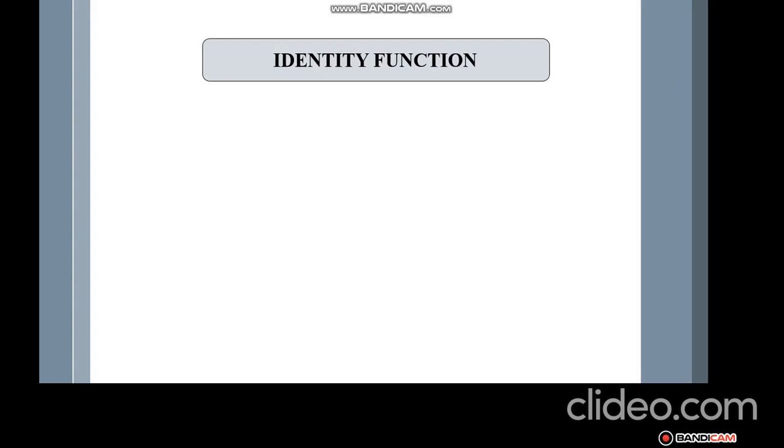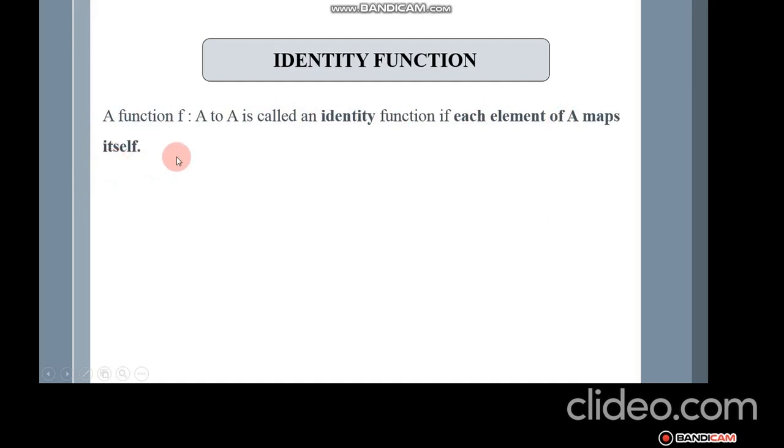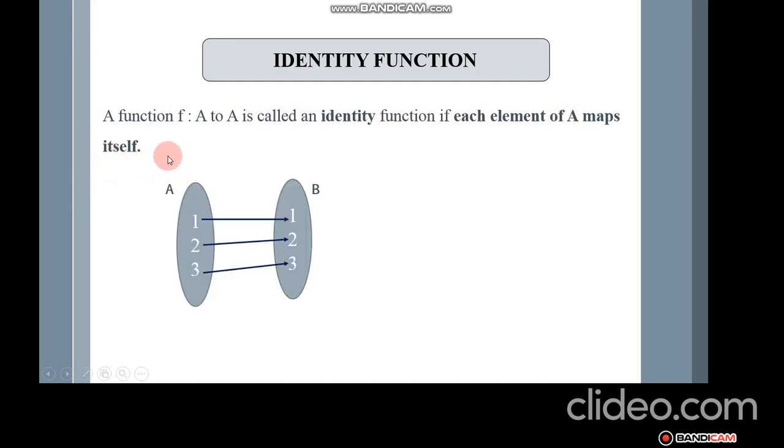Next one is the identity function. Identity means same. A function f from A to A is called an identity function if each element of A maps to itself. Identity means maps to itself. Here 1 maps to 1, 2 maps to 2, 3 maps to 3. So it is said to be an identity function.